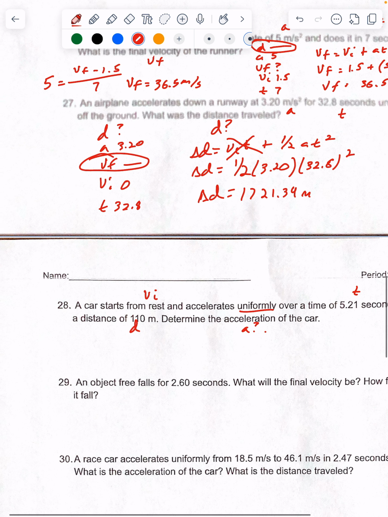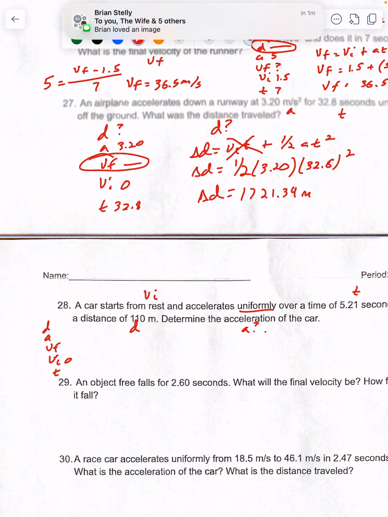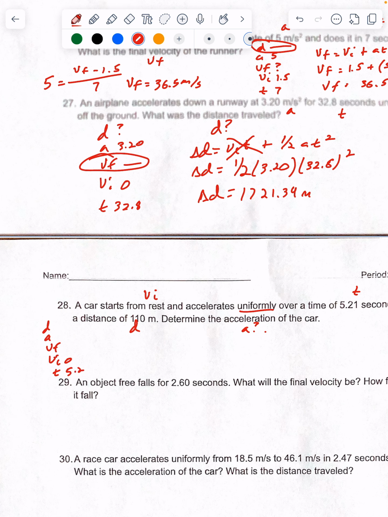So we're just going to set up our Daffy T. So VI is 0. Time is 5.21. D is 110. Acceleration is your question mark. VF didn't matter again. So equation number 3. So D equals, so 110 equals VIT. Well, VI is 0 again, so that gets to go away. So that's nice. So equals 1/2 A, which we don't know. T is 5.21. And 5.21 is squared.